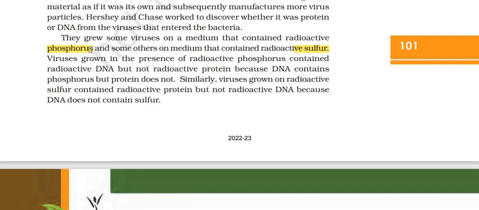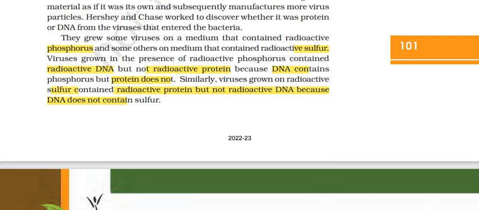Fine. Viruses grown in the presence of radioactive phosphorus contain radioactive DNA. We know this, but not radioactive protein because DNA contains phosphorus but protein does not. Fine. Similarly, this is a huge contribution. Similarly, viruses grown on radioactive sulfur contain radioactive protein but not radioactive DNA because DNA does not contain sulfur. ठीक, phosphorus ले लिया, sulfur ले लिया. कौन से ले लिया? radioactive isotopes ले लिया. phosphorus DNA में होता है, sulfur protein में होता है.